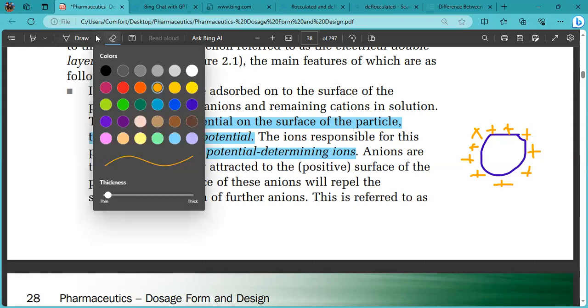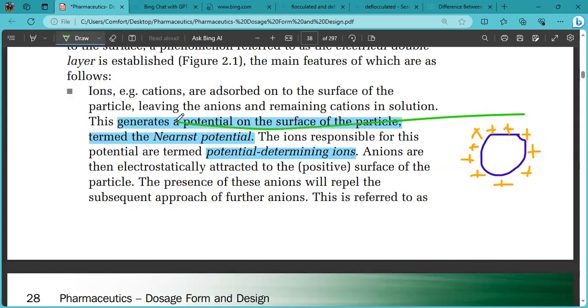However, remember, unlike charges tend to attract each other. So now we shall have the remaining anions, these anions here. They will now be attracted to the positive charge that has been created.